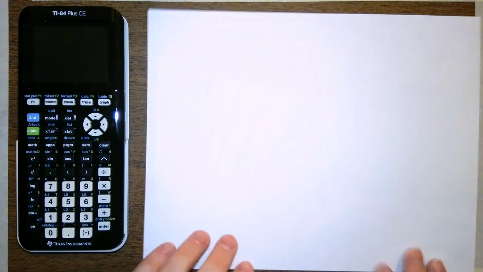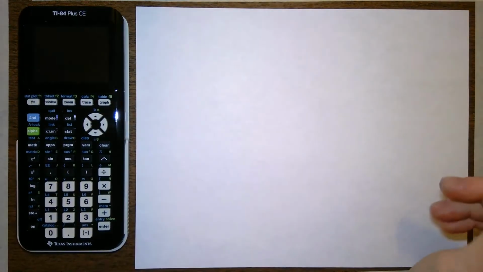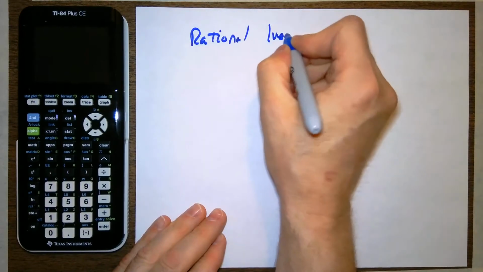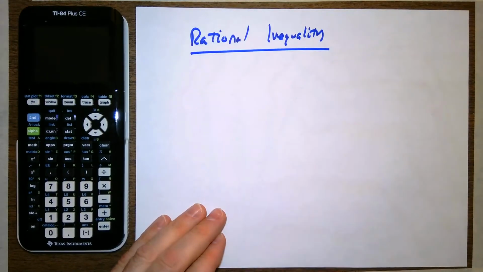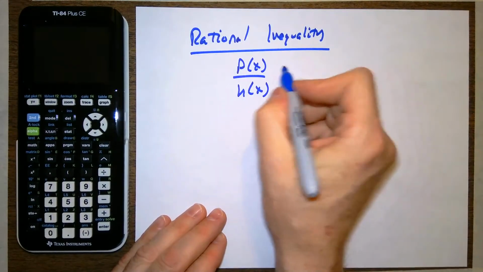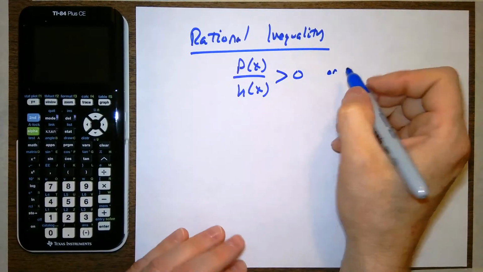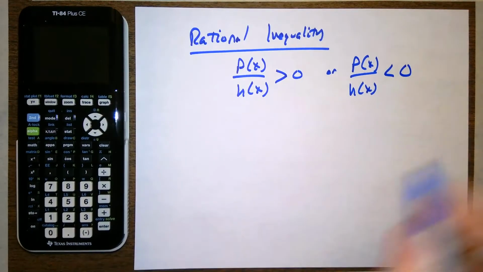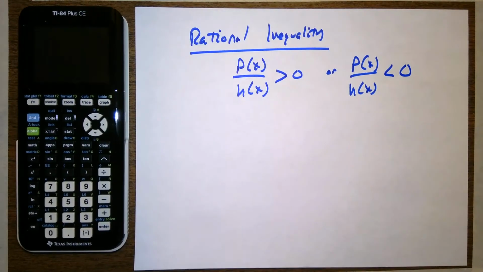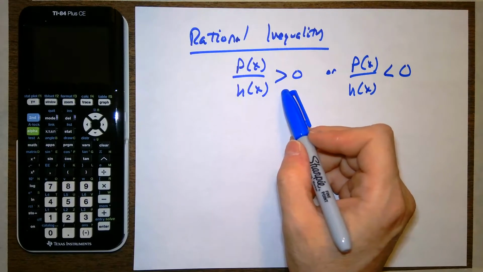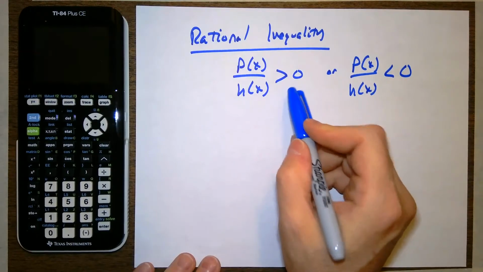All right, so now let's take a look at inequalities, solving inequalities. We know what the symbols are. So a rational inequality might look something like this, where I've got a p of x over an h of x, and it's going to be greater than 0 or less than 0, or greater than or equal to 0, less than or equal to 0. And of course, when we're talking about just greater than or equal to, that's going to affect what type of braces we use in our interval notation. Do we include the point or do we not include the point?